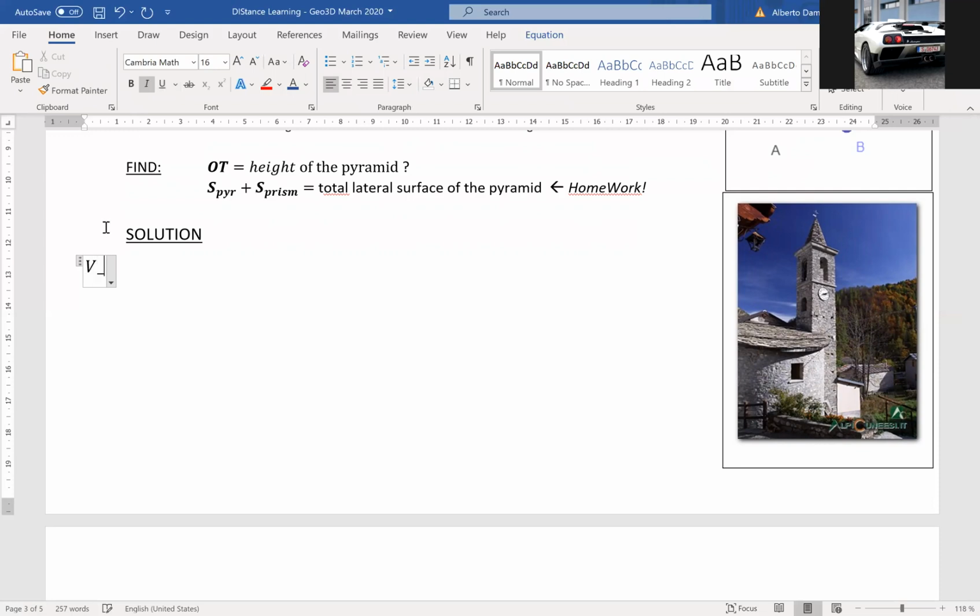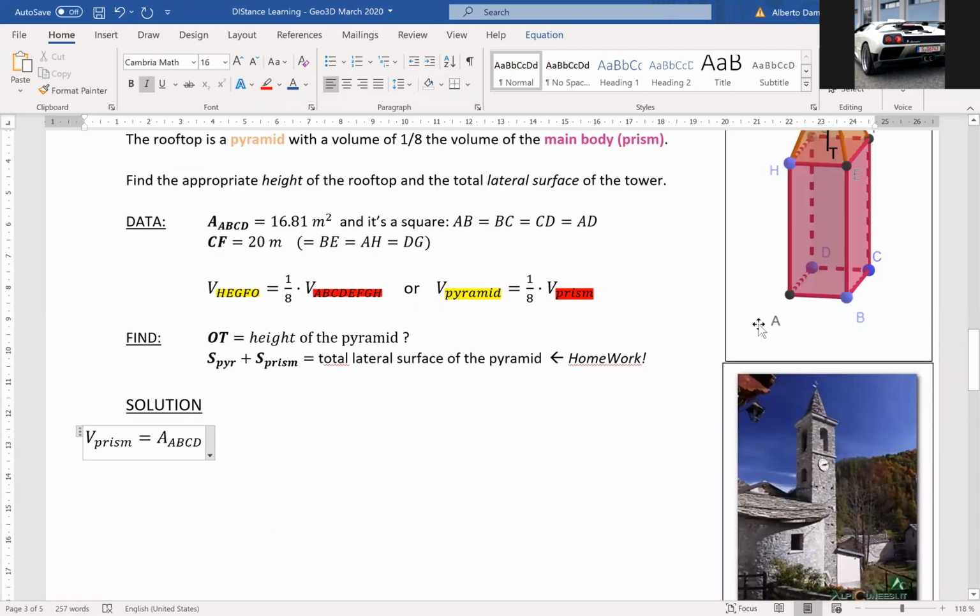So the volume of the prism is equal, if we look at the formula that we had before, to the area of the base of the prism, which I call ABCD, right? If you look at our shape here, ABCD is the base of the prism times the height of the prism, which is, for example, CF. Actually, let me write height for the moment.